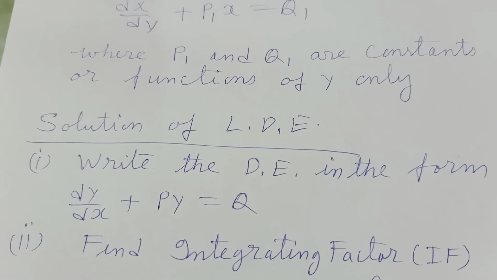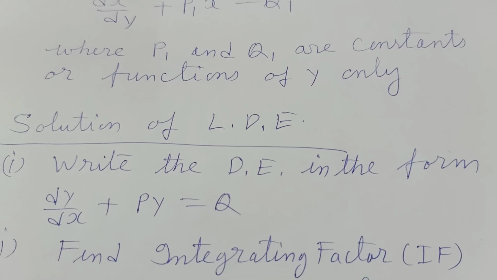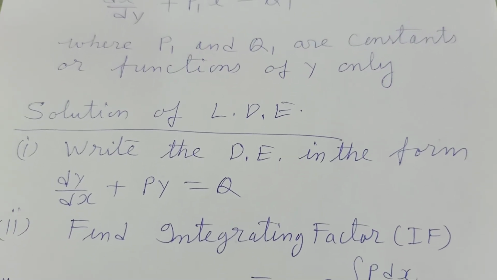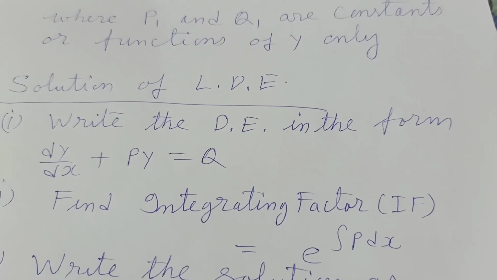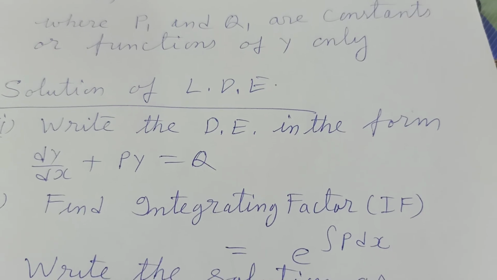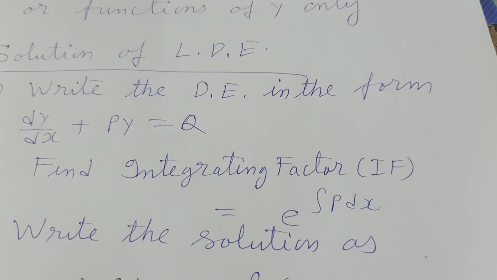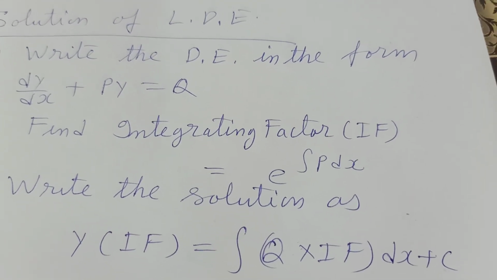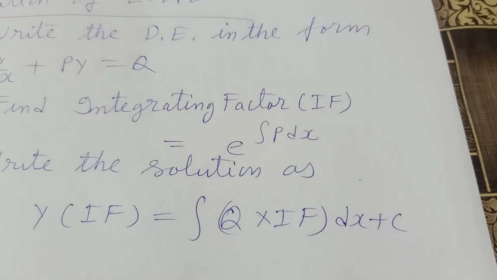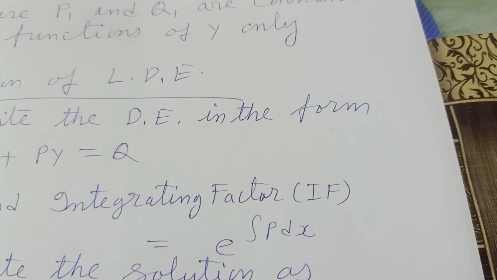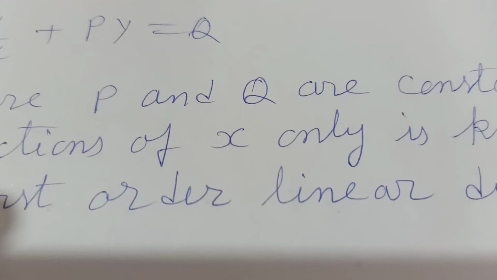Case 1 we are taking. First we will write the DE in the form dy/dx plus py equal to q, for case 1, the first type of LDE. Then we will find the quantity called the integrating factor, or IF, which equals e raised to the integral of p dx. Then we will write the solution as y into IF equal to the integral of q into IF dx plus the constant of integration. So this is the solution for the first case, that is when dy/dx plus py equal to q is given as the DE.